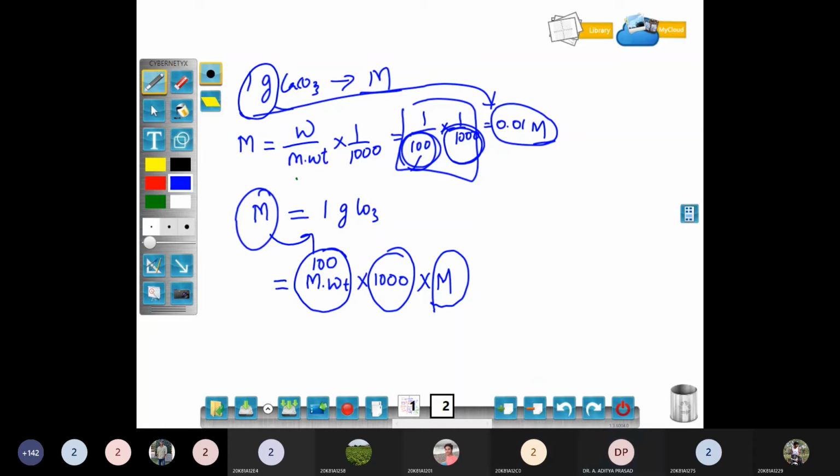Clear? Is it clear? Any doubt in this? If I want to convert grams into molarity, I will be dividing with 100 and 1000. If I want to convert molarity into grams, I will be multiplying the molarity with 1000 and 100. You can see here, 100 and 1000 are in the form of division here, and in the form of multiplication there. Thus we are doing the opposite.